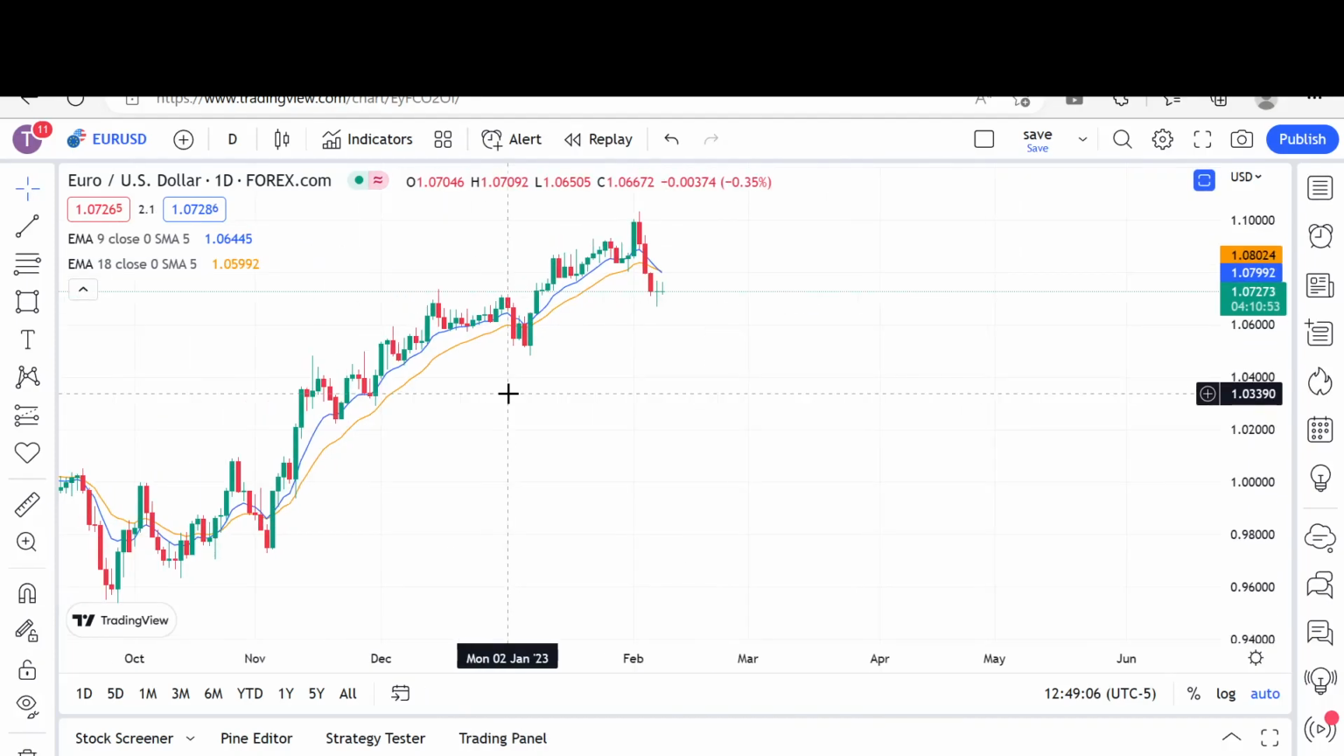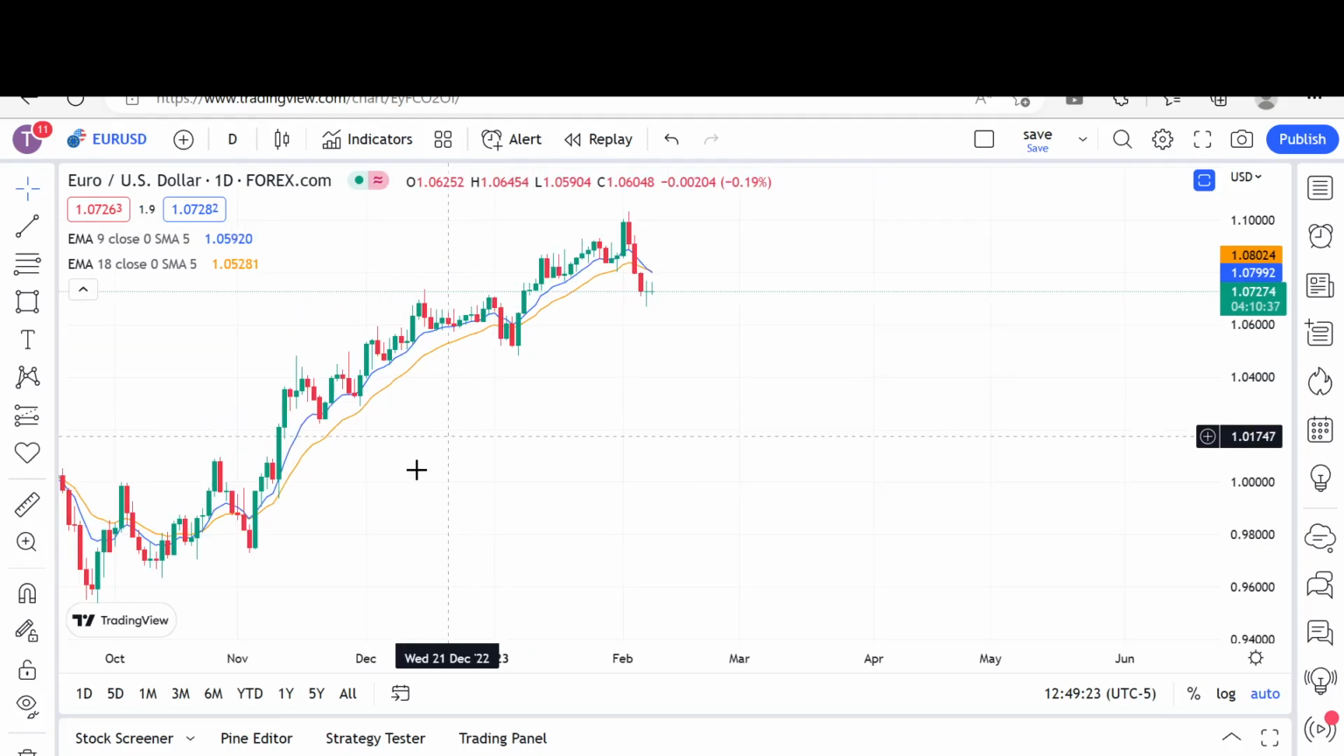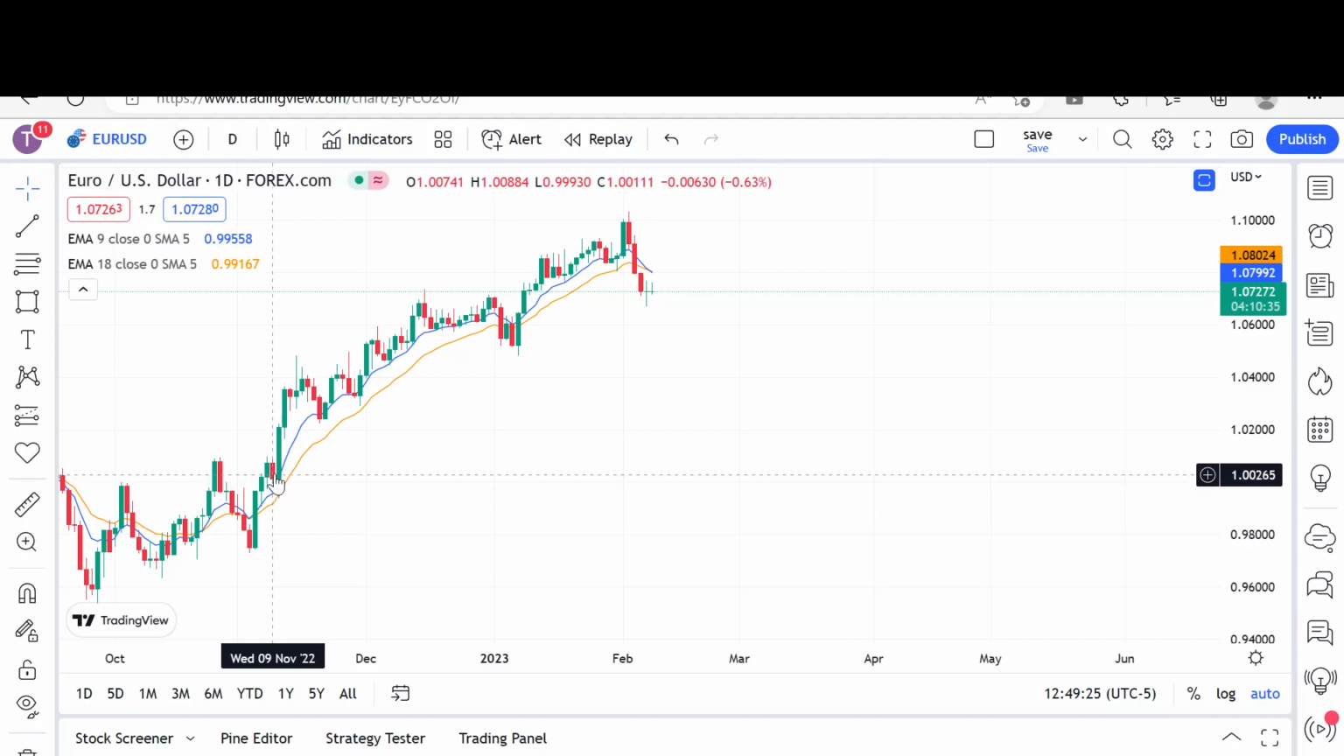I'm not a big indicator guy at all, but this is the easiest way to be trading with the institutional order flow. Whenever your 9 EMA is above your 18 EMA and it is trending higher, that is when you are operating within a bullish institutional order flow.